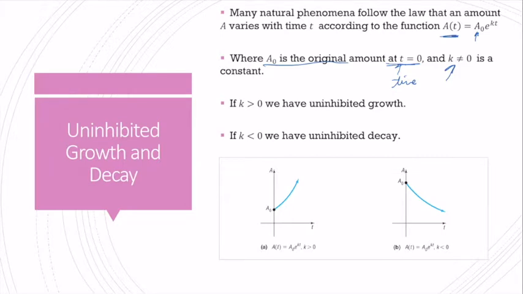So if we have a k greater than 0, we have uninhibited growth. It's just going to keep going and going exponentially. If we have k less than 0, we have uninhibited decay. It's going to keep approaching 0, but never actually hitting 0.